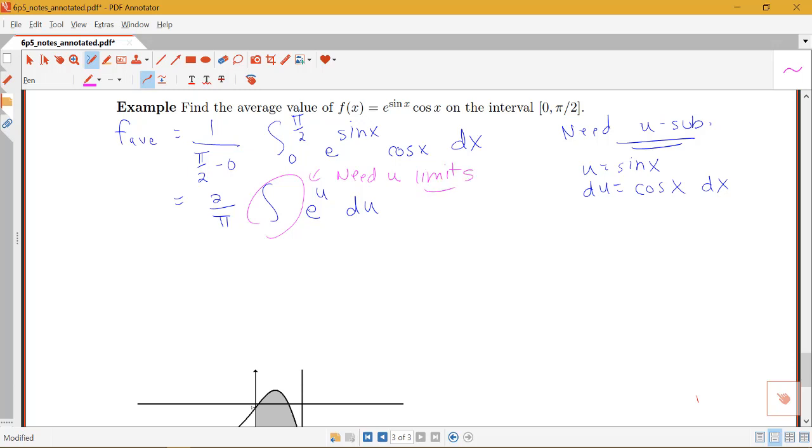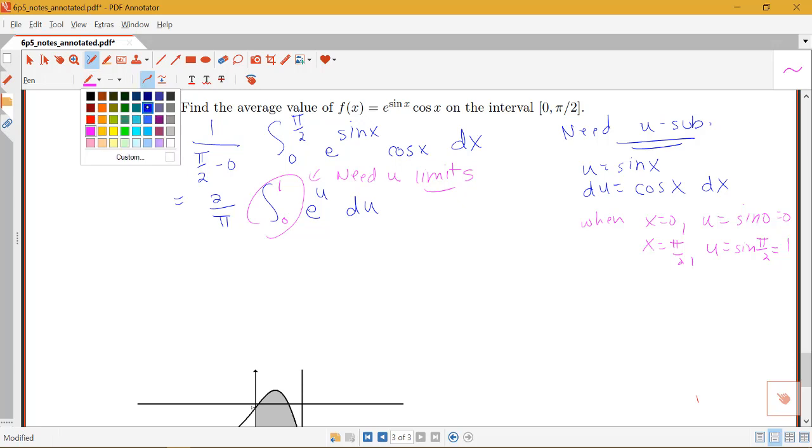Notice that when x is 0, u will be sine of 0, which is still 0. And when x is pi over 2, u will be sine of pi over 2, which is equal to 1. So my new limits will be from 0 to 1. Now everything's in terms of u, and we can just take the antiderivative and plug in our u limits. So we'll have 2 over pi e to the u evaluated from 0 to 1.